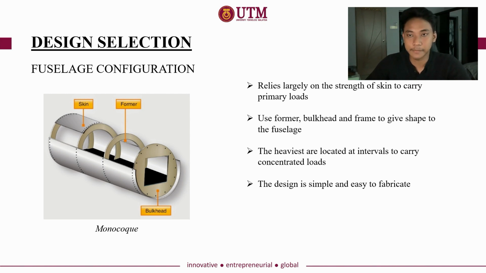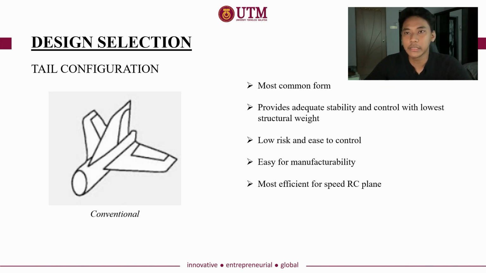For our tail configuration, we are using the conventional configuration, because it is the most common form in aircraft. It also provides adequate stability and control with lower structural weight. It is also low risk, easy to control, easy to manufacture, and it is most efficient for a speed RC plane. Since we are designing an RC plane, this type of tail configuration is the most suitable configuration for our aircraft.